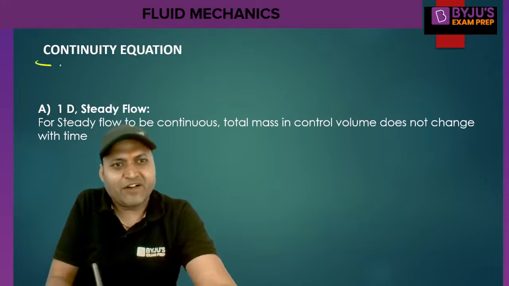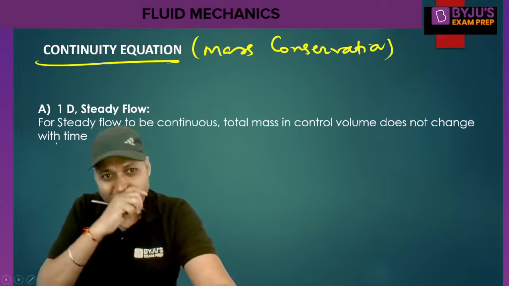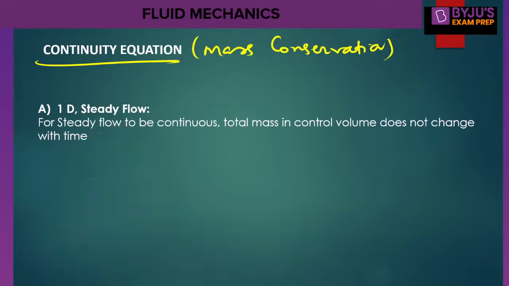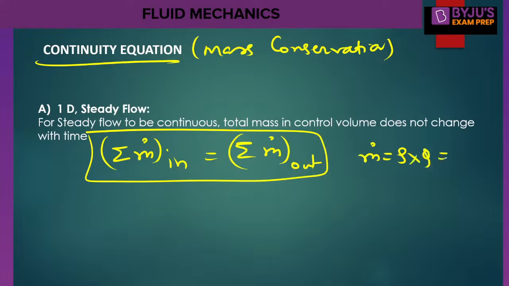Right? Then we define the continuity equation or mass conservation. Mass conservation equation for one-dimensional and steady flow: mass flow rate entering into the control volume should be equal to mass flow rate leaving from the control volume. That is the continuity equation for one dimensional. What is the mass flow rate? That is rho into Q is equal to rho into A into V. That is the mass flow rate.